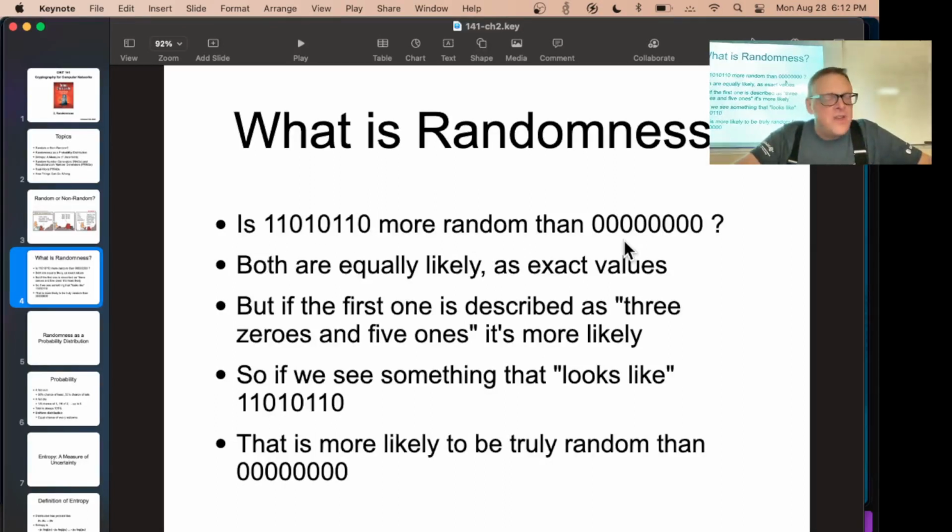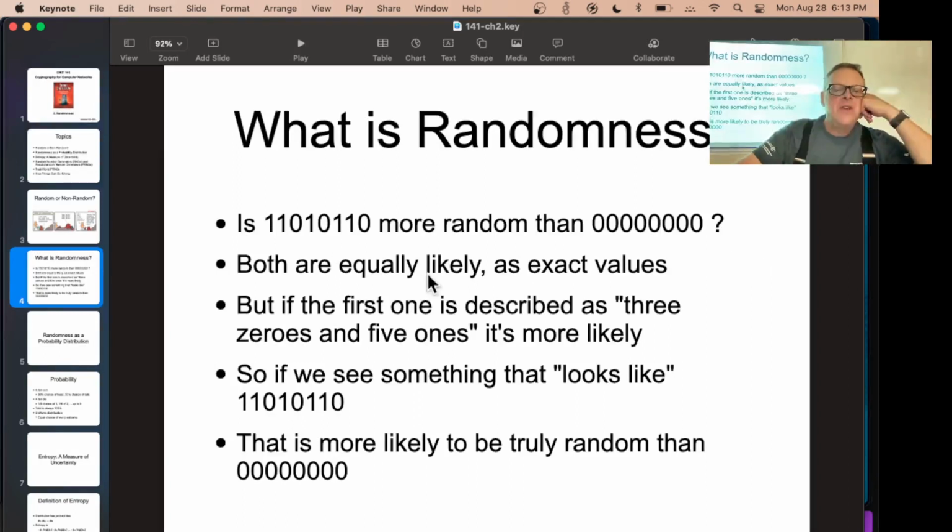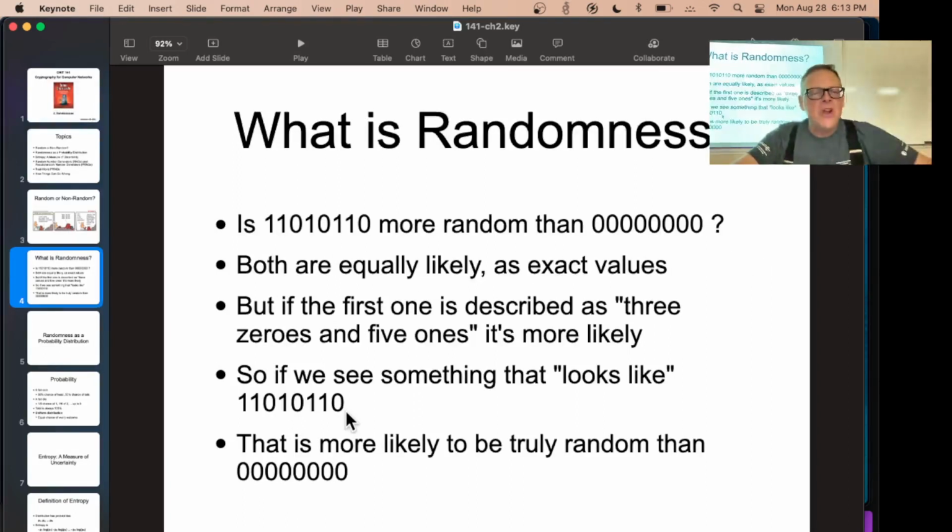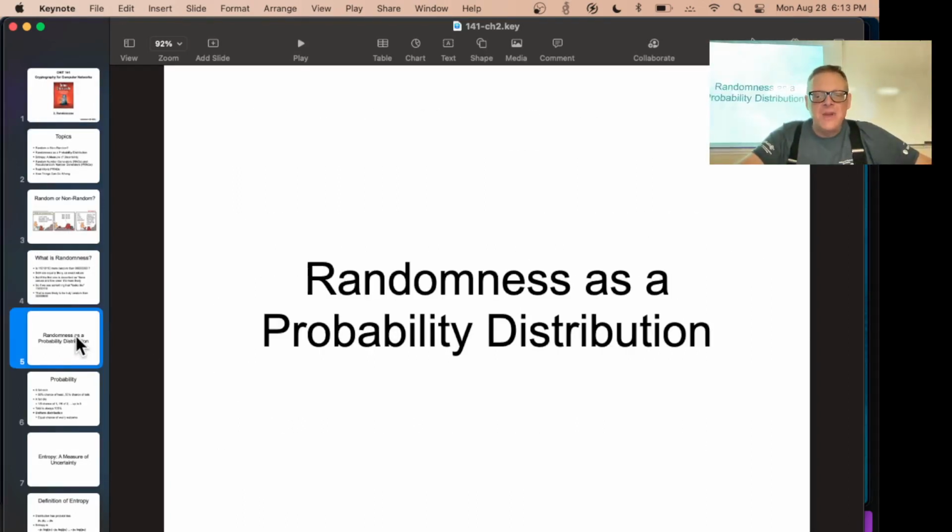Now, that's an interesting statement. You have to define what you're saying. This exact pattern of ones and zeros has one chance in 256 of happening, and so does that one. If this is what you mean, then this is not any more random than that. But when you look at this, you probably don't really mean exactly this pattern. You probably mean something like 3 zeros and 5 ones. And that description includes a lot of options, and this is much more likely than that. So you have to consider what you're talking about more carefully than this to decide if something's random.